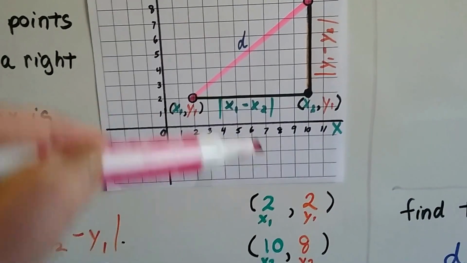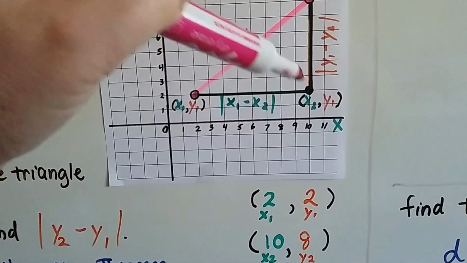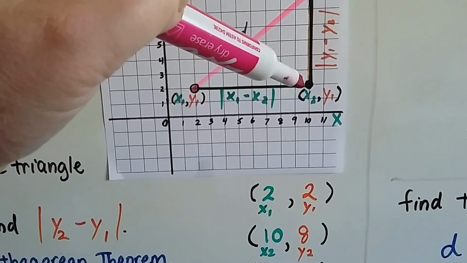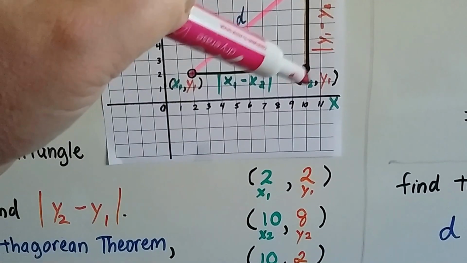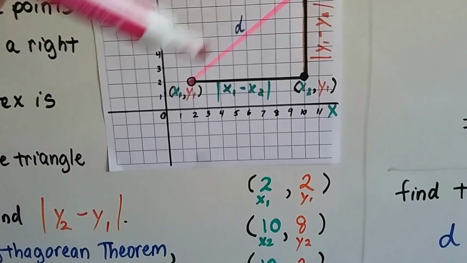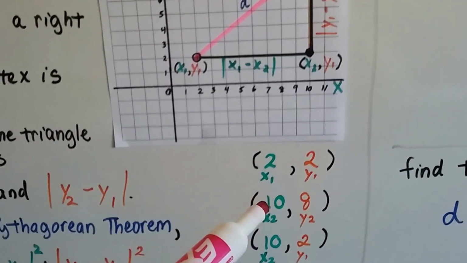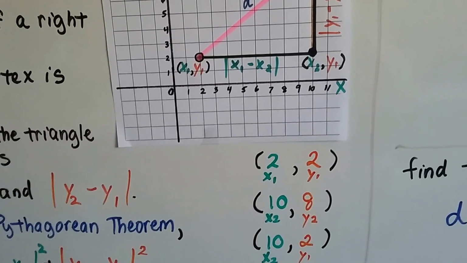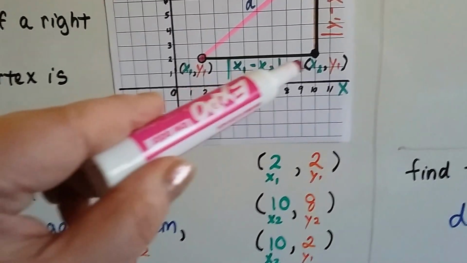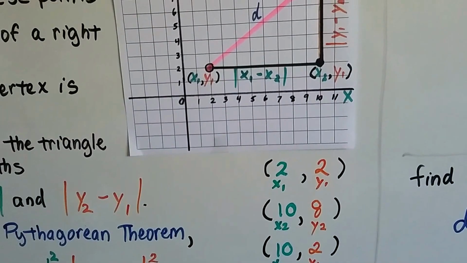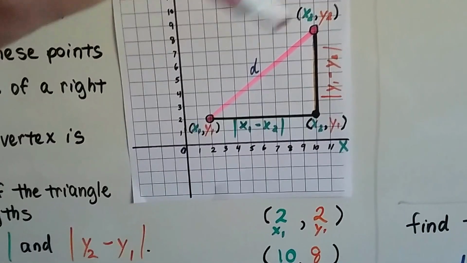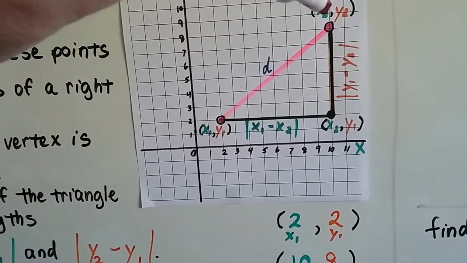See that? This last point that we're not dealing with is x sub 2, y sub 1. So it shares from each of these points some information. So we went from a 2, 2 to a 10, 8, now to a 10, 2. See? Takes the second x and the first y. So we're going to be dealing with these 2 points. This is our first point. This is our second point.